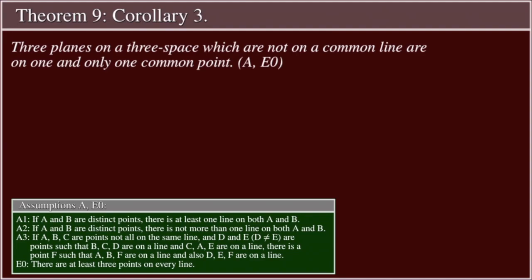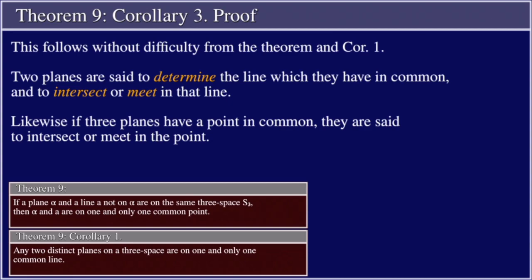Corollary 3. Three planes on a 3 space which are not on a common line are on one and only one common point. Assumptions A and E0. Proof: this follows without difficulty from the theorem in Corollary 1. Two planes are said to determine the line which they have in common and to intersect or meet in that line. Likewise, if 3 planes have a point in common, they are said to intersect or meet in the point.